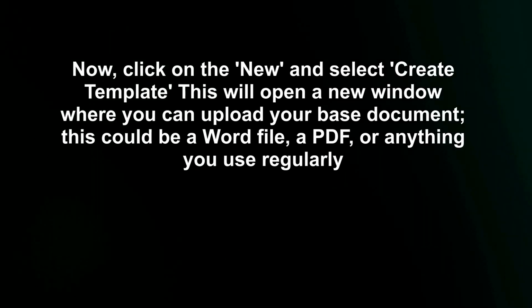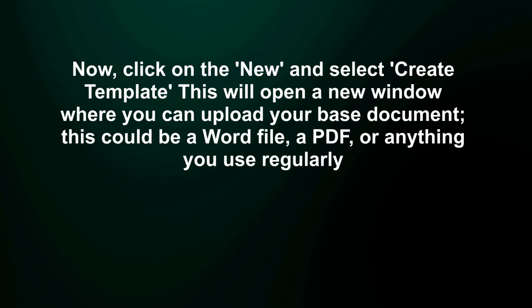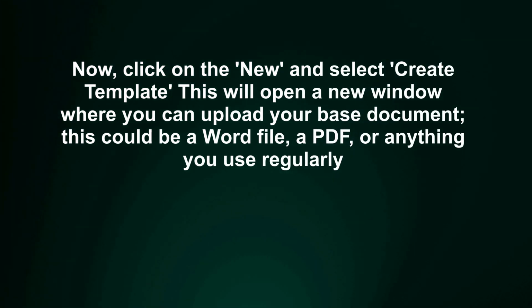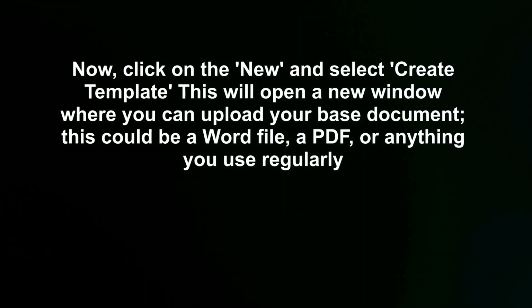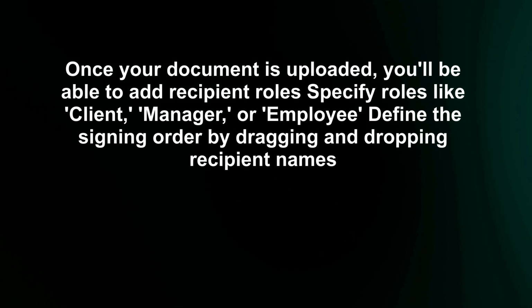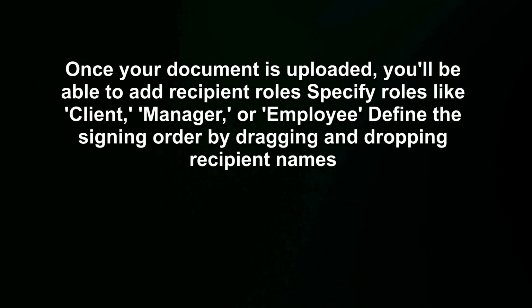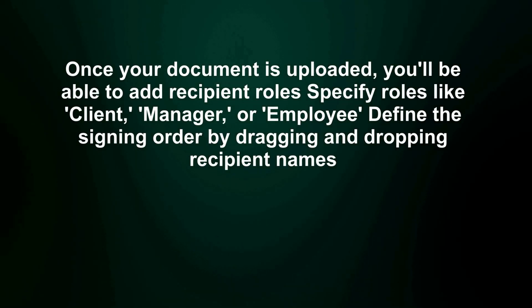Now, click on New and select Create Template. This will open a new window where you can upload your base document. This could be a Word file, a PDF, or anything you use regularly. Once your document is uploaded, you'll be able to add recipient roles, specify roles like client, manager, or employee, and define the signing order by dragging and dropping recipient names.